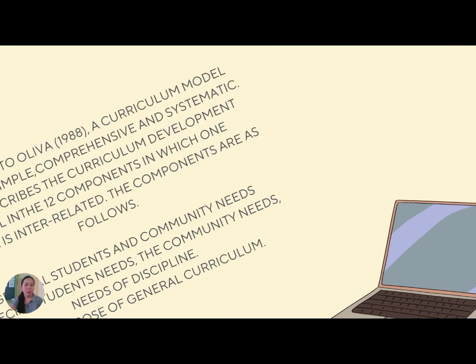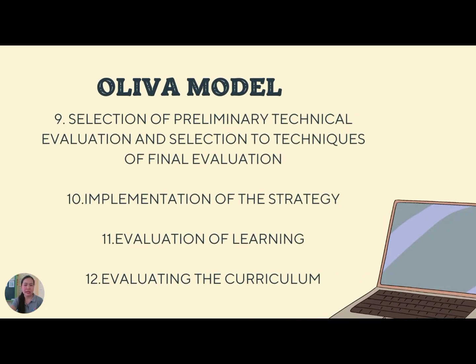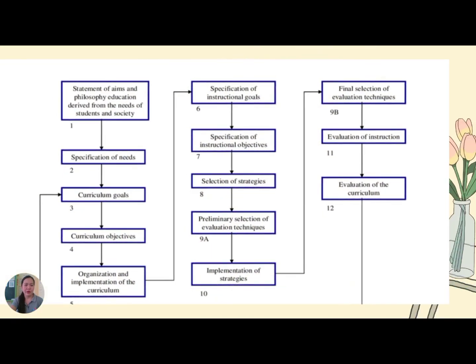Third, identifying the purpose of the general curriculum. Fourth, identifying the specific goal of the curriculum. Fifth, specific curriculum organization. Sixth, the broad objective of learning. Seventh, the specific purpose of learning. And eighth, the selection of learning strategies. Ninth, selection of preliminary technical evaluation and selection of techniques of final evaluation. Tenth, implementation of the strategy. Eleventh, evaluation of learning. And the last step is evaluating the curriculum.